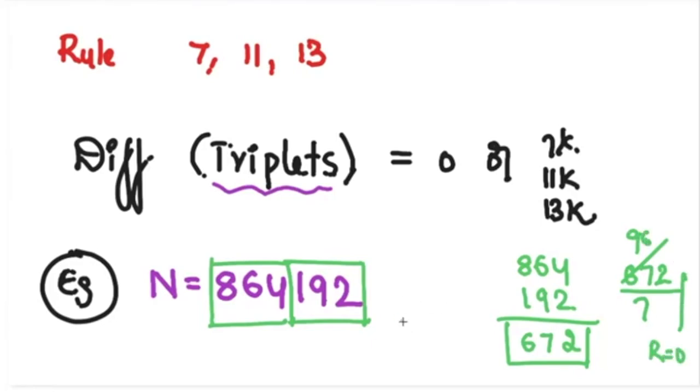That means definitely this number is divisible by 7. It is definitely divisible by 7. Check it manually once, or open a calculator and check. If we divide 864192 by 7, you will get remainder 0 and you will get the quotient as 1 2 3 4 5, sorry, 1 2 3 4 5 6. You can also divide it manually and check.